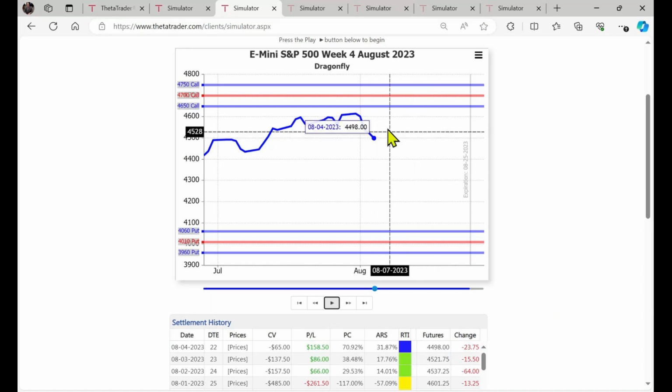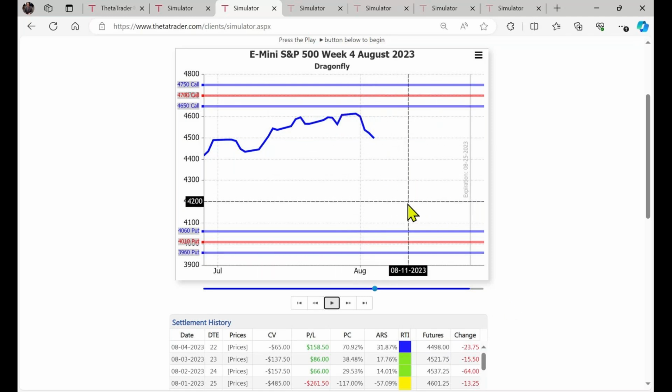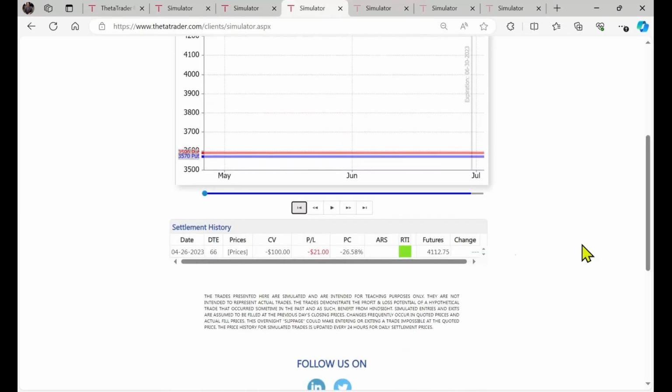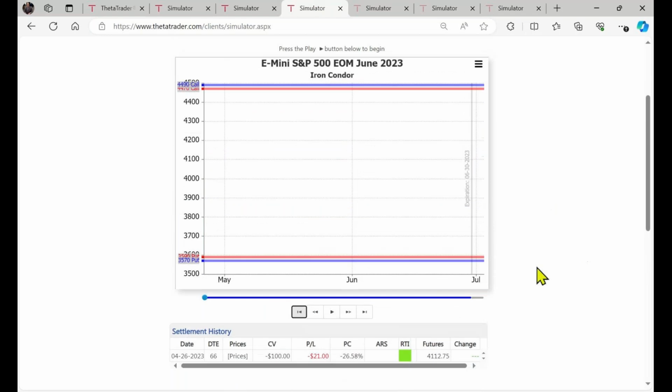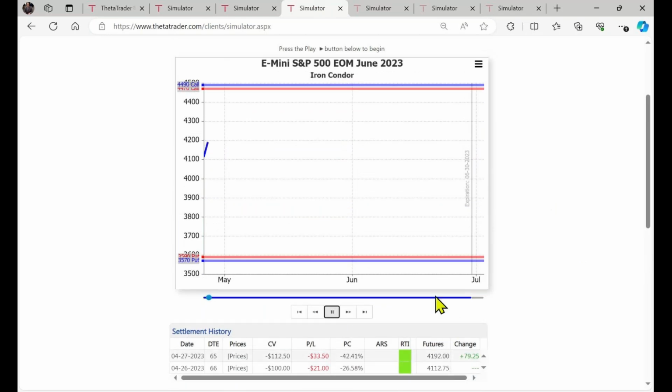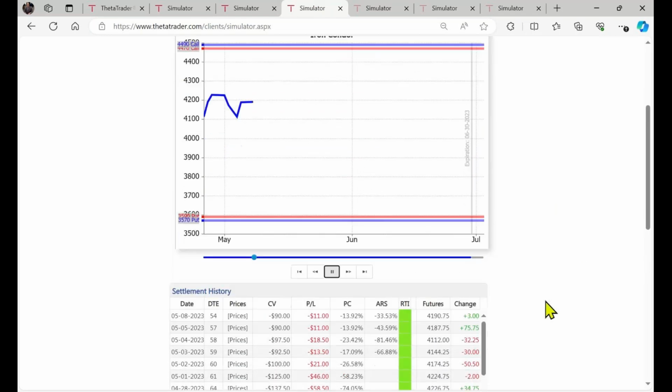And again, that's because the dynamic here, you own this particular call and this put here. And it creates a much different characteristic in these certain circumstances. Here's another condor. Let's see what happens here on the S&P.